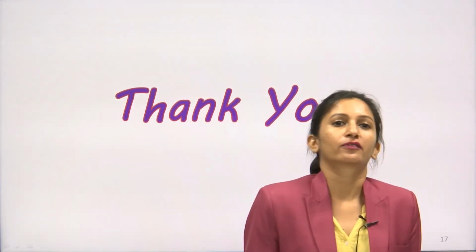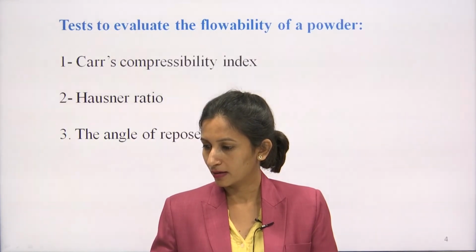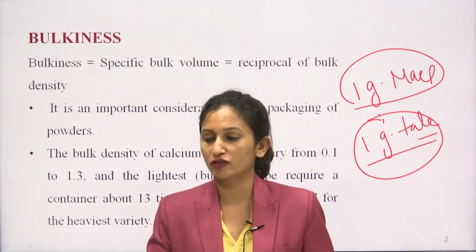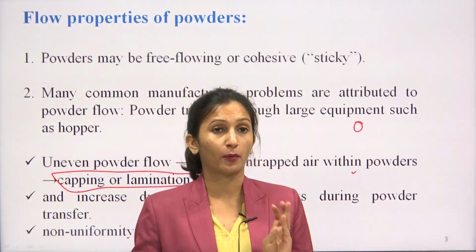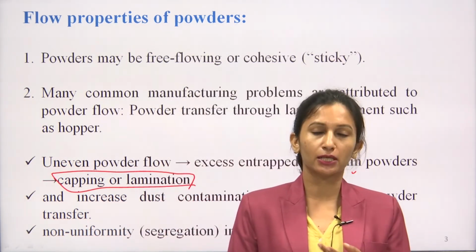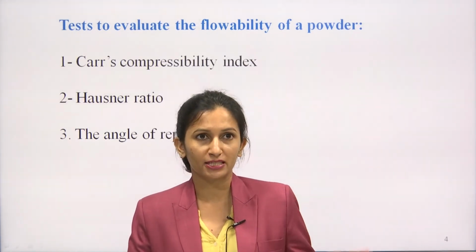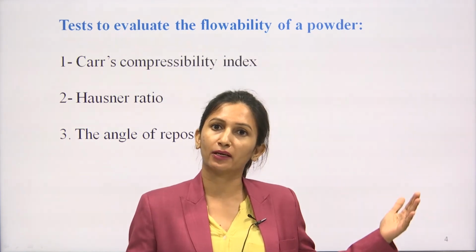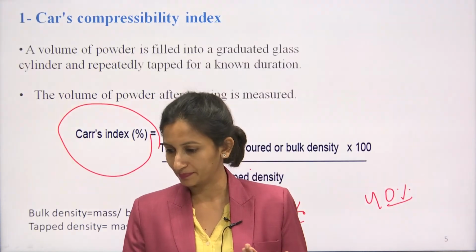So this is all about this lecture. In this we have studied the derived properties of the powder. We studied the bulkiness, which is the reciprocal of the bulk density. Then we studied the flow properties of the powder. How will you determine the flow property? There are three methods: Carr's compressibility index, Hausner ratio, and angle of repose. And whatever value we obtain from these methods, we check it against their respective flowability charts.